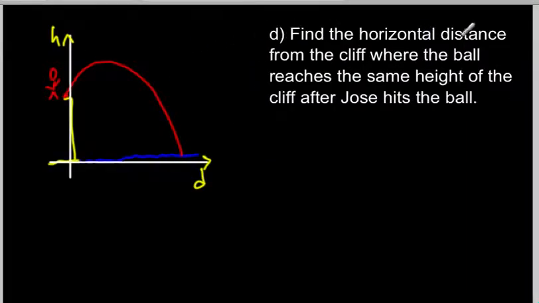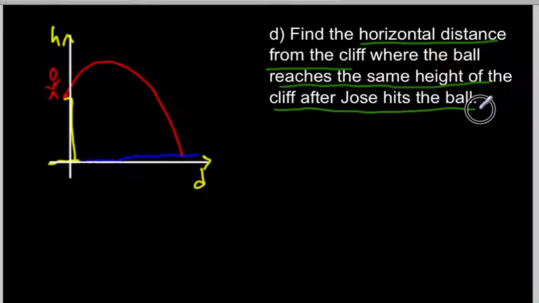Find the horizontal distance from the cliff where the ball reaches the same height of the cliff after Jose hits the ball. All right, so what does that mean? That just sounds like a mouthful. So let's read that again. Find the horizontal distance from the cliff. So in other words, we have to find something to do with d, because d stands for horizontal distance from the cliff, where the ball reaches the same height of the cliff after Jose hits the ball.